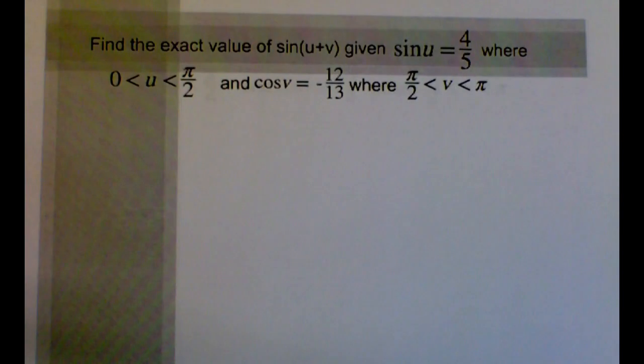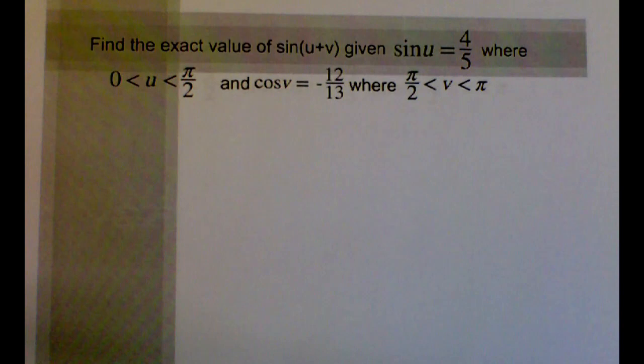Okay. Now there's another way we can do this. We're going to find the exact value of the sine of u plus v, given that the sine of u is 4/5 and u is between 0 and pi over 2, and the cosine of v is negative 12/13, where v is between pi over 2 and pi.